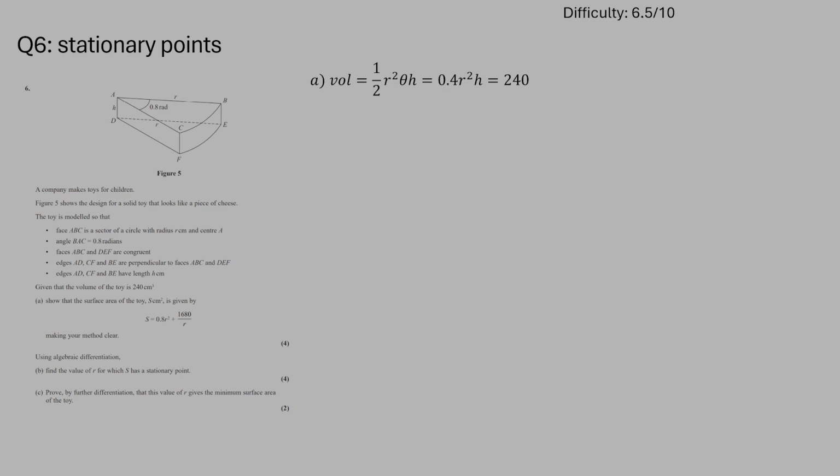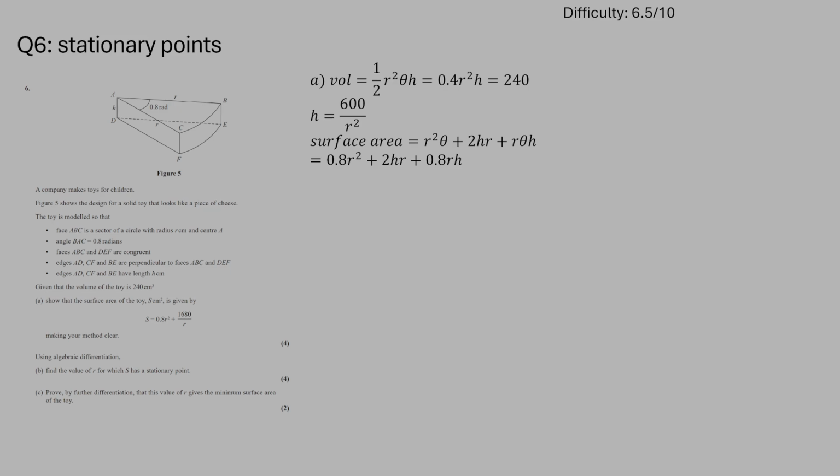We just need to find the area of one of the sectors, which is half r squared theta times the height, which you could simplify down when you substitute the 0.8 in, because that's what theta is, and we know that it equals 240 from this info that we have here. Next, we simplify this to get h equals 600 over r squared, and then we find an equation for the surface area. So just finding the top and the bottom, then the arc length times the height, and then these two rectangles here as well.